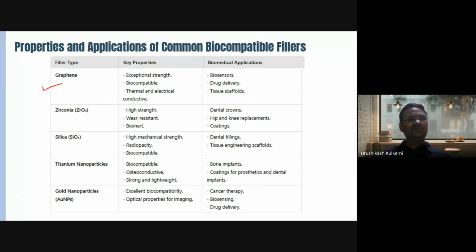Again, the list of artificial or man-made fillers like graphene, zirconia, silica, titanium nanoparticles, and gold nanoparticles are used in a wide variety of applications such as cancer therapy, biosensing, dental filling, hip and knee replacement, tissue scaffolds, and coating for prosthetics and dental implants.